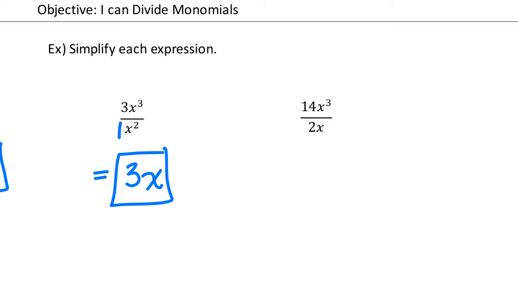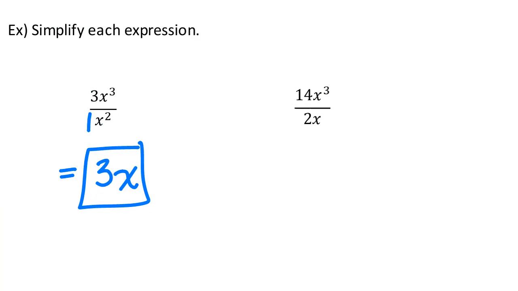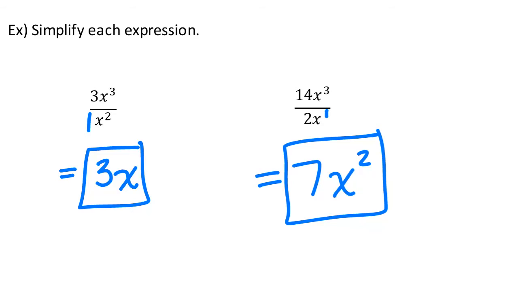All right, and the next example, 14x to the third divided by 2x. All right, and 14 divided by 2 would give us what? 7. And then an x cubed divided by x, that's 3 minus 1 would give us an x squared. All right. Hopefully you think these are pretty easy. Hopefully you guys aren't struggling too much here.